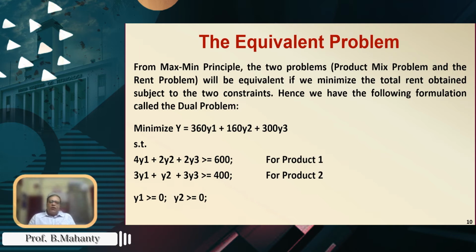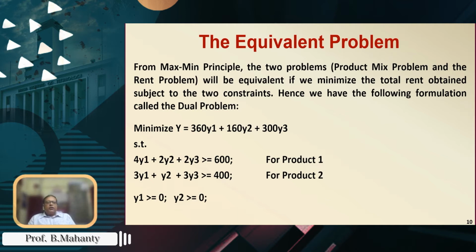Now, why should these y1, y2, y3 fulfill the non-negativity criteria? Because look here, they are all rents. So rents cannot be negative. So obviously they are physical quantities. So they should be also greater than equal to 0. Right. Now let us look at it from another point of view.